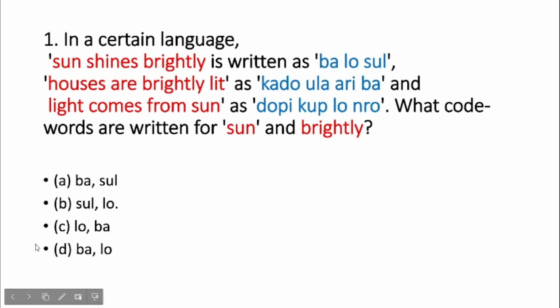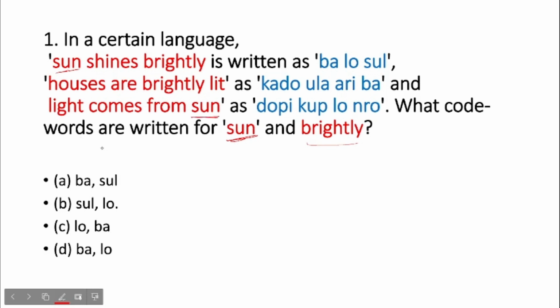What they asked us is to find the code words for sun and brightly. To solve these types of questions, we need to first check whether the given words are present in more than one statement. So let's start with sun. Sun is present in the first statement, sun shines brightly, and again in the third statement, light comes from sun.